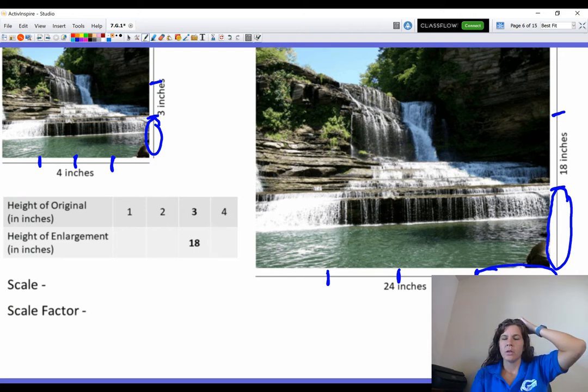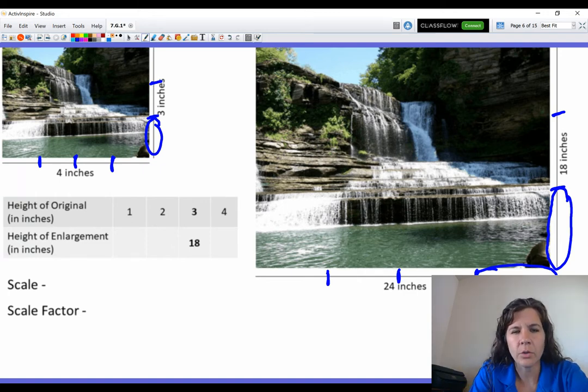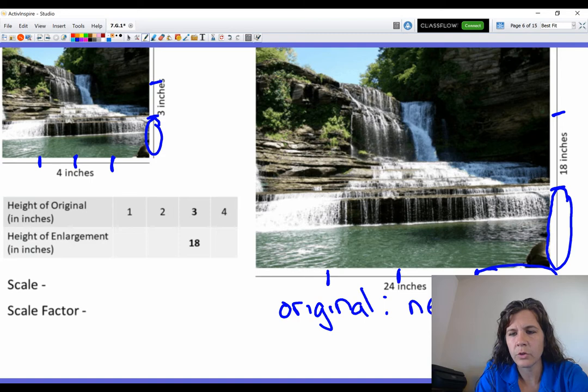Okay. So I knew that when I blew up the poster, I had an 18-inch space that I could put it in. It was 18 inches tall, so I knew that's what I was going for. So I said, okay, I have 3 inches in the original and 18 inches, and I'm going to create a ratio of original to new. In this case, the new is the enlargement.